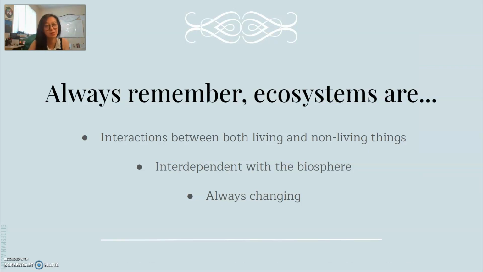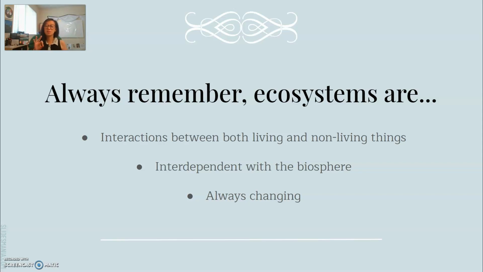Okay, here are the things that I want you to remember. Number one, ecosystems are interactions between both living and non-living things, and to use the sciencey terms, biotic and abiotic, right? Ecosystems are interdependent with the biosphere. What that means is we're not in these individual boxes, but if something changes in one ecosystem, that's going to have long-lasting effects on other ecosystems as well, right? Other places, other organisms, everything is interconnected in this.